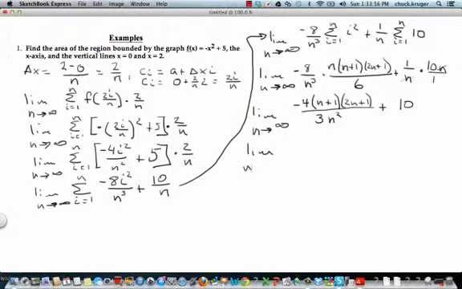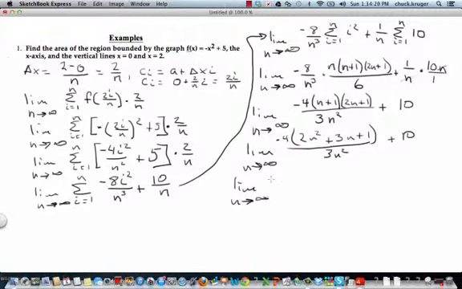And the limit as n approaches infinity of negative 4, I'm going to FOIL this, and I'm going to have 2n squared plus 3n plus 1 over 3n squared over here, plus 10. And I'm going to distribute now that negative 4. And I'm going to have negative 8n squared minus 12n minus 4 over 3n squared, plus 10.